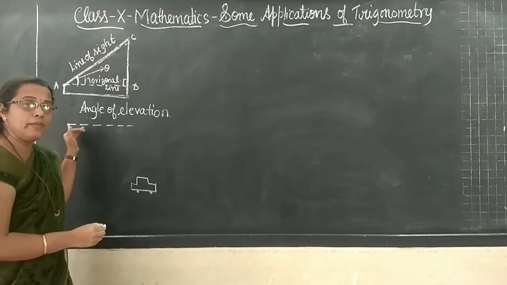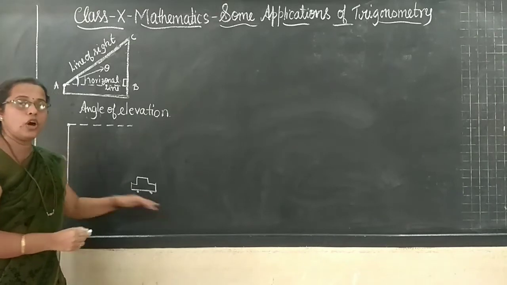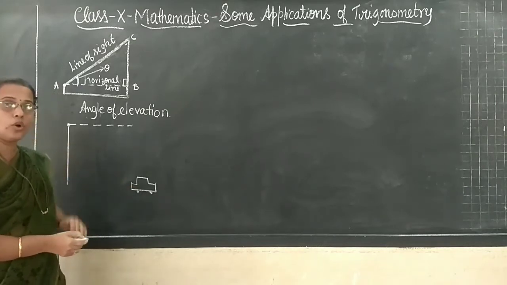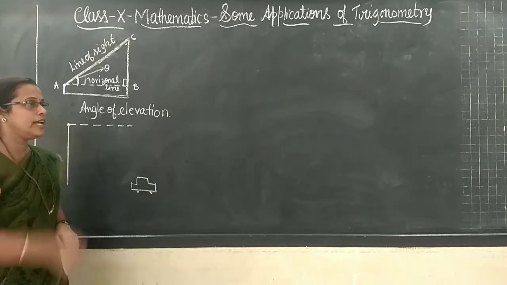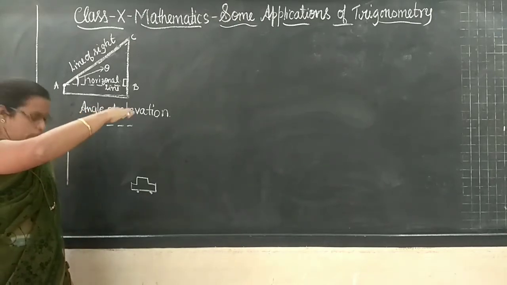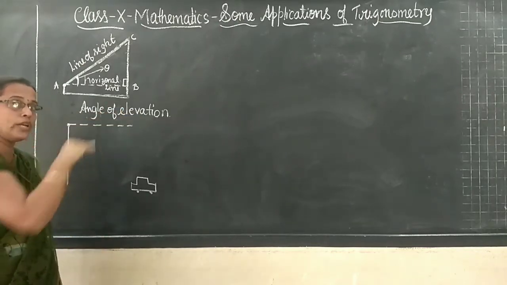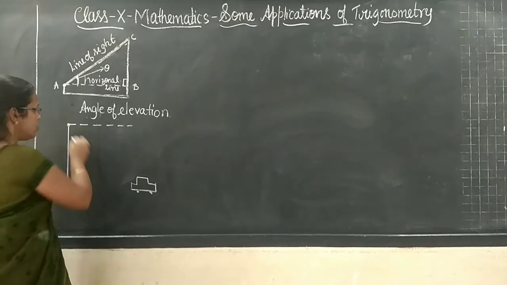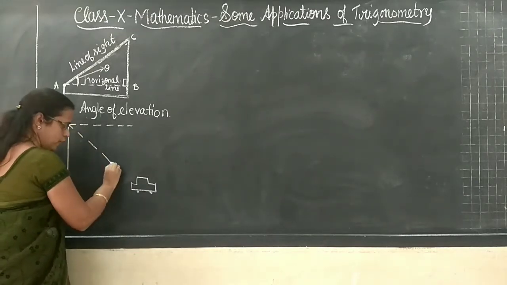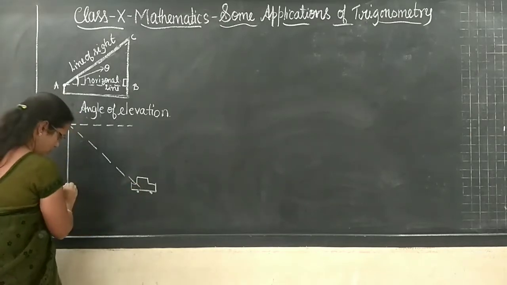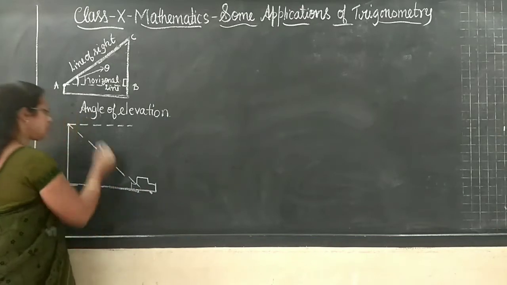But when I am seeing the car which is moving on the road or standing on the road, then I have to lower my head. Will you agree or not, children? When I am seeing like this, I have to lower my head, meaning the angle comes below the horizontal level. Yes or no, children? So actually I have to see like this, but I am seeing in this position. Will you agree or not? So to the ground. It's on the ground. So it makes an angle like this.